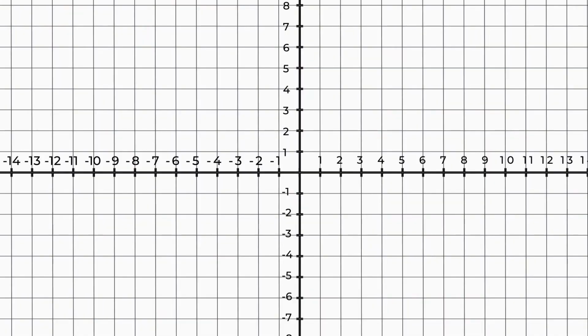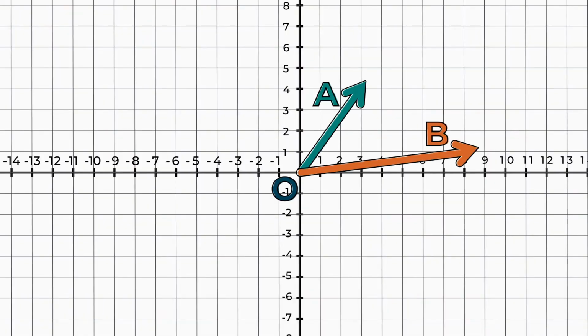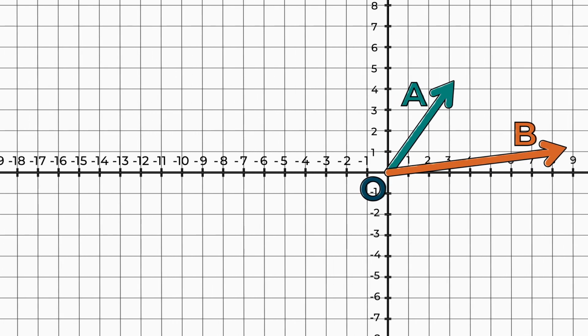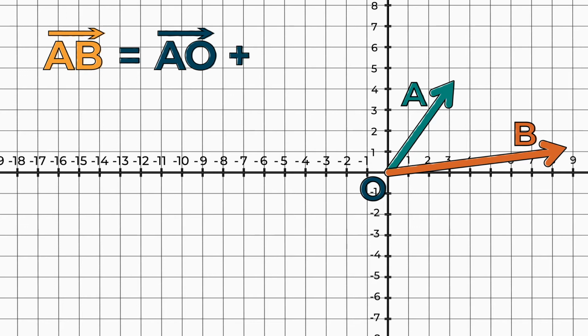Let's look at position vectors. They start at the origin of the Cartesian plane. Example: OA is 3, 4 and OB is 8, 1. Now let's say they ask us for vector AB. Using our knowledge from before, we can apply this golden formula. AB is equal to AO plus OB. Now AB values weren't given, so we have to find it.